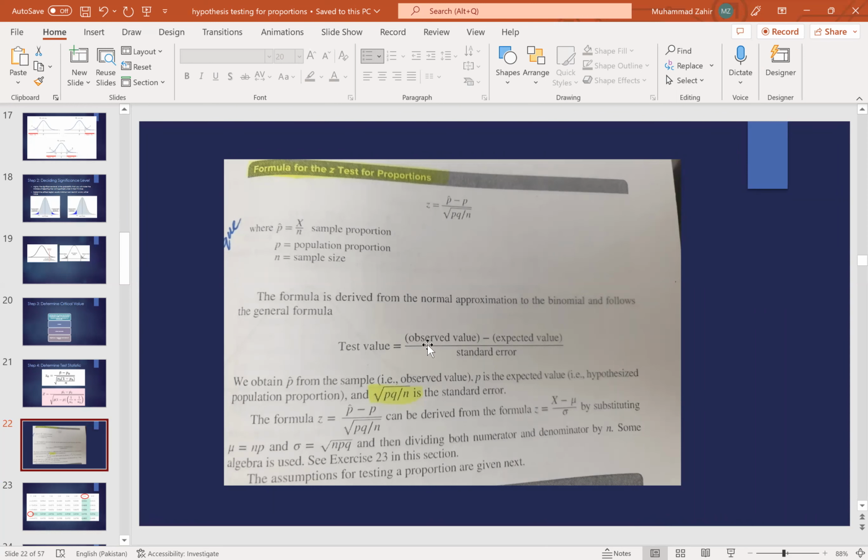Test value is observed value minus expected value divided by standard error. We obtain p hat from the sample, which is the observed value, and p is the expected value, which is the hypothesized population proportion, and the square root of p q over n is the standard error. So all this fits in this test value. The formula can be derived from the general formula I have just explained to you by substituting all these values, and then we get this formula.